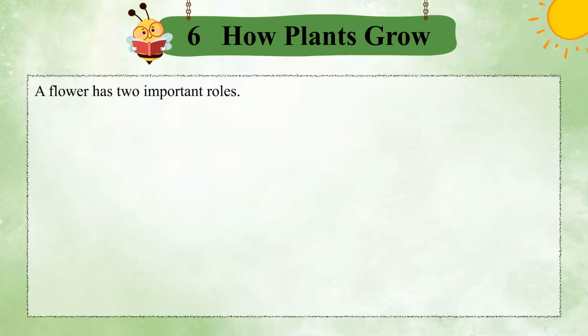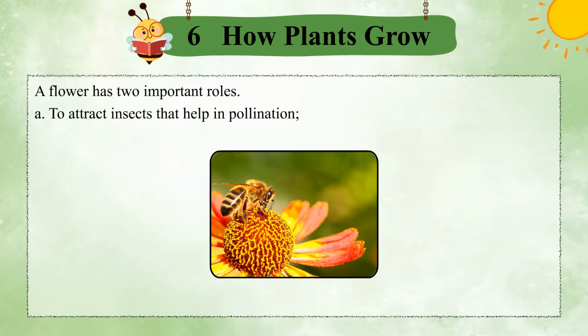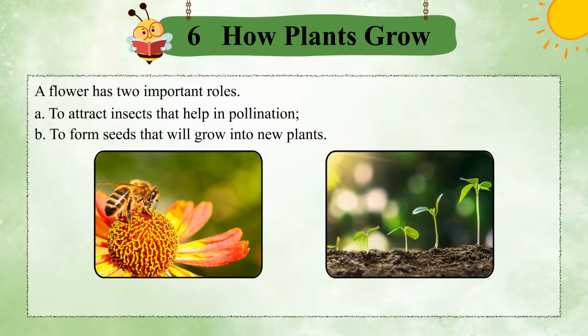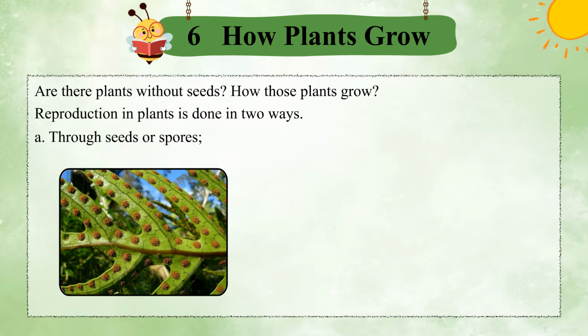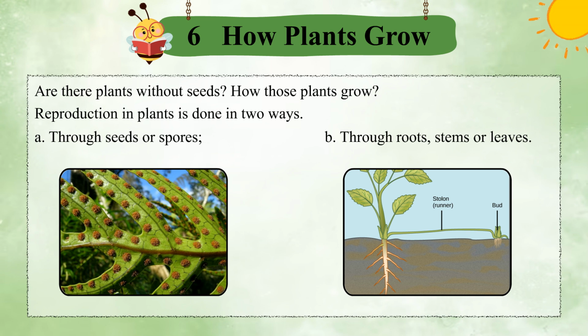A flower has two important roles. A. To attract insects that help in pollination. B. To form seeds that will grow into new plants. Are there plants without seeds? How do those plants grow? Reproduction in plants is done in two ways. A. Through seeds or spores. B. Through roots, stems or leaves.